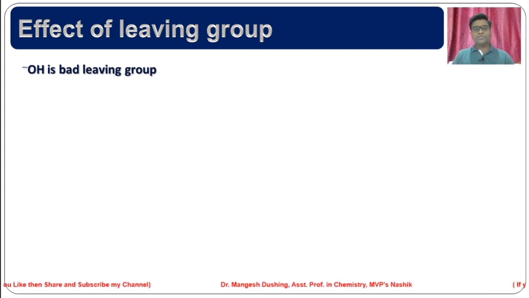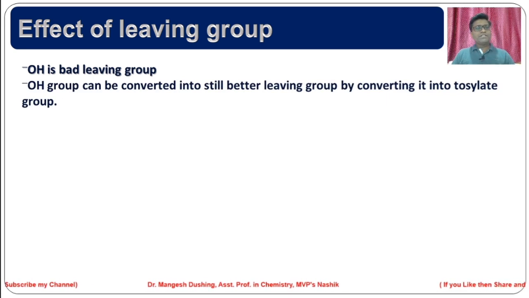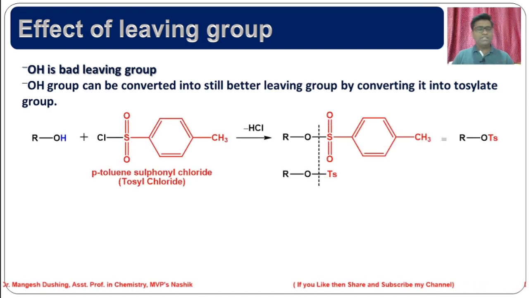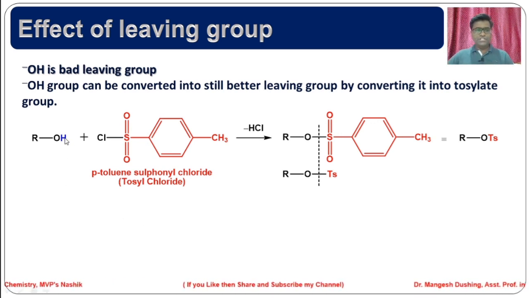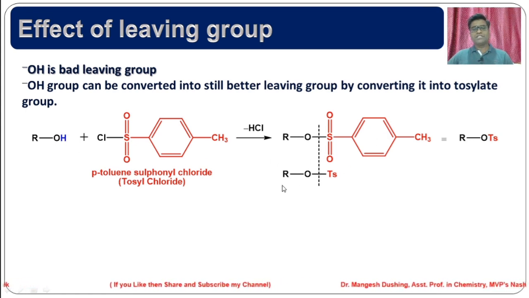As we just learned, OH minus is a bad leaving group. Now how do we convert OH minus into a good leaving group? The OH group can be converted into a still better leaving group by converting it into a tosylate group. For example, if ROH is reacted with paratoluene sulfonyl chloride, then this H is replaced by the tosylate group. This is called RO tosylate.